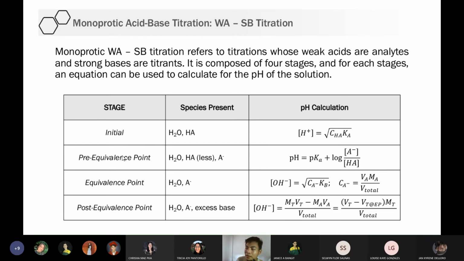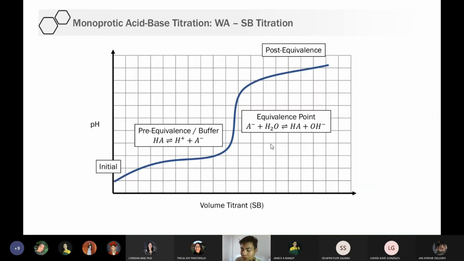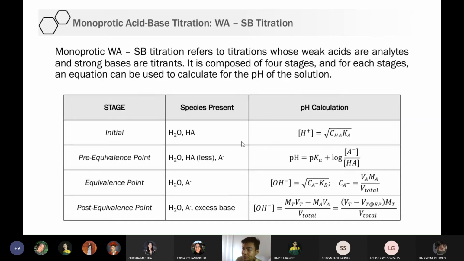Next one. Pagdating ng equivalence point, ang natitira na lang natin ay yung conjugate base. And yung conjugate base natin, when it reacts with water, it produces OH. So ito yung equation na yun. When our conjugate base reacts with water, it produces the base. So ibig sabihin, siya yung source ng base. Siya yung nagko-contribute sa pH ng solution natin.